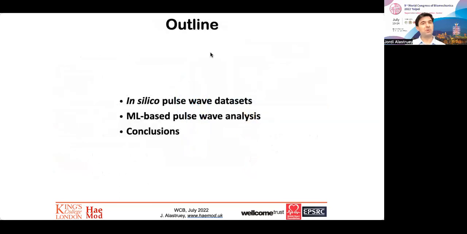This is the outline of my talk. I will start by describing how we can create databases of simulated pulse wave, representative of samples of real subjects. And then I will show you some clinically relevant studies on how in silico pulse wave datasets can help us develop pulse wave analysis algorithms involving machine learning models.